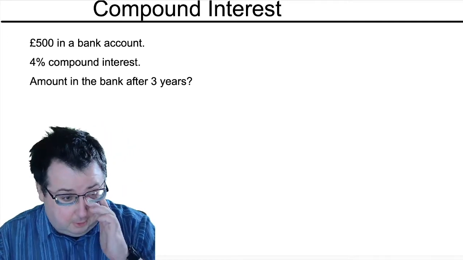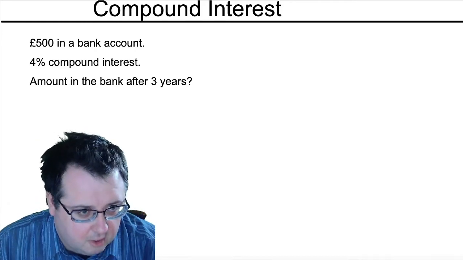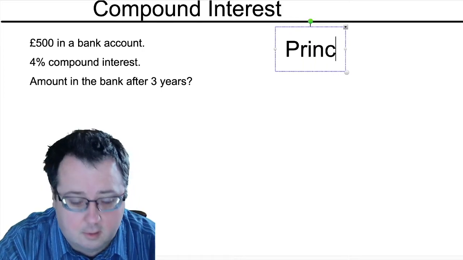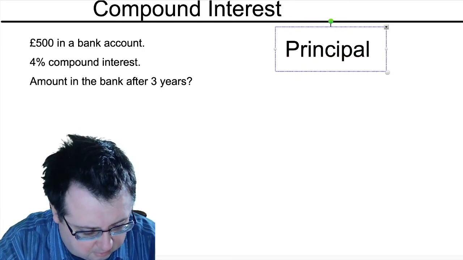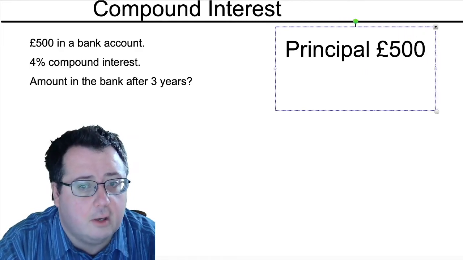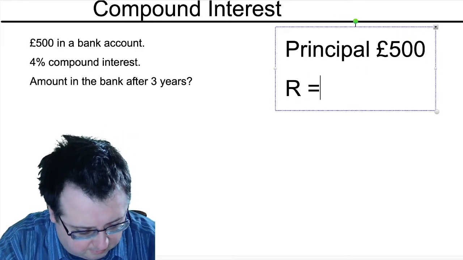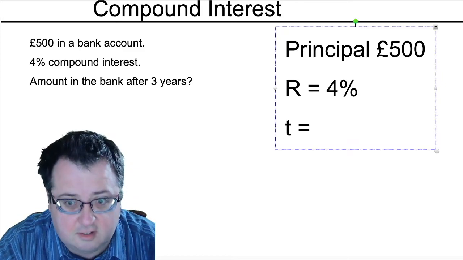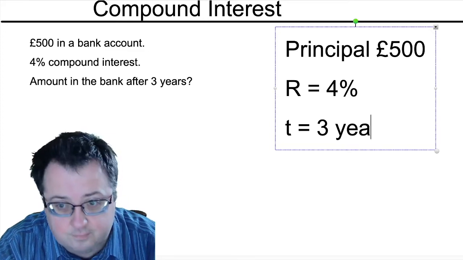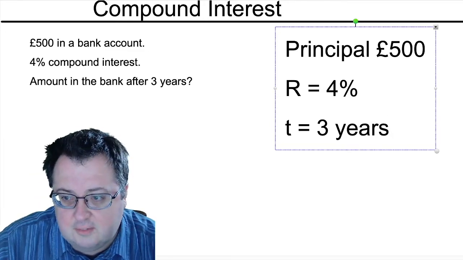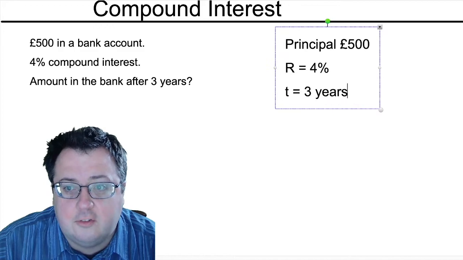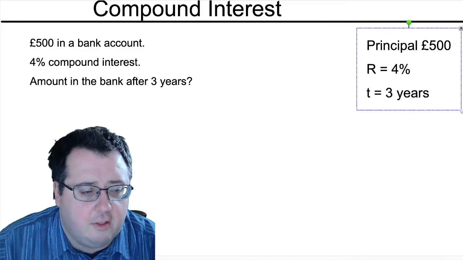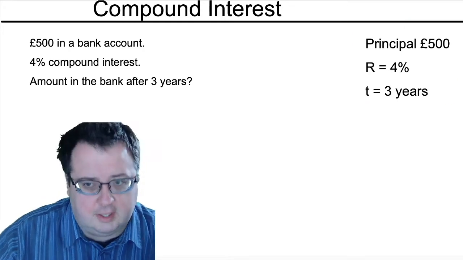So it's a very similar problem that I've set up here. The principal again is the same. Well, the original is £500. The rate is 4%. And the time is 3 years. That's the vital information that we have from this question. So I'm going to go through the first method, or the slow method, for doing this first.